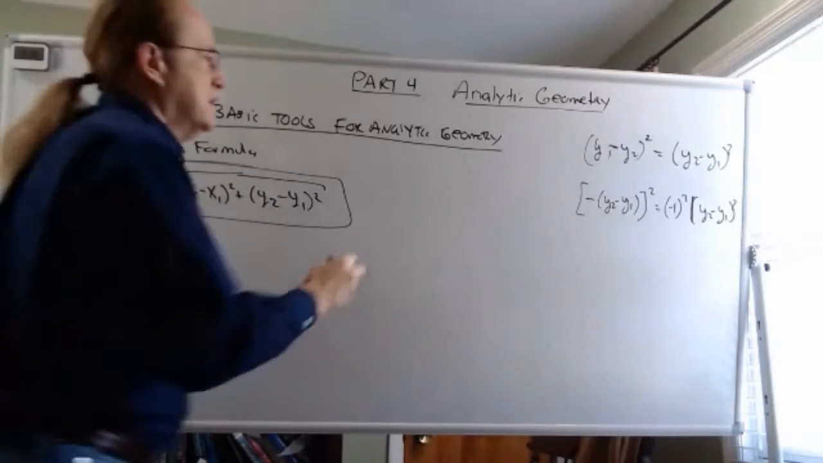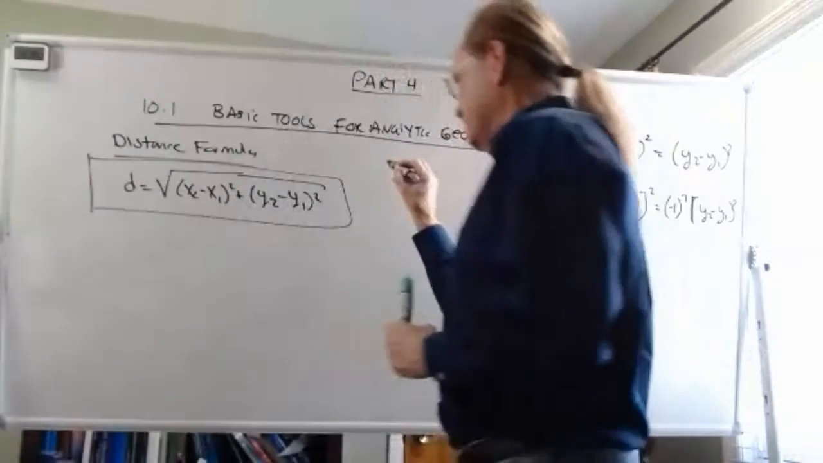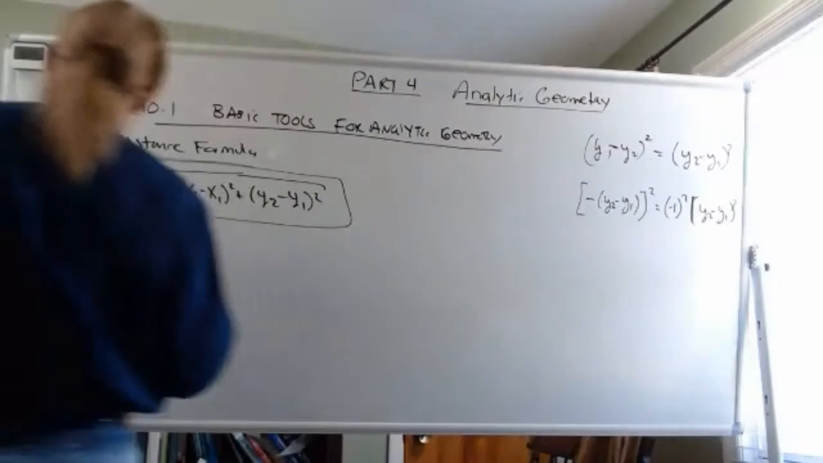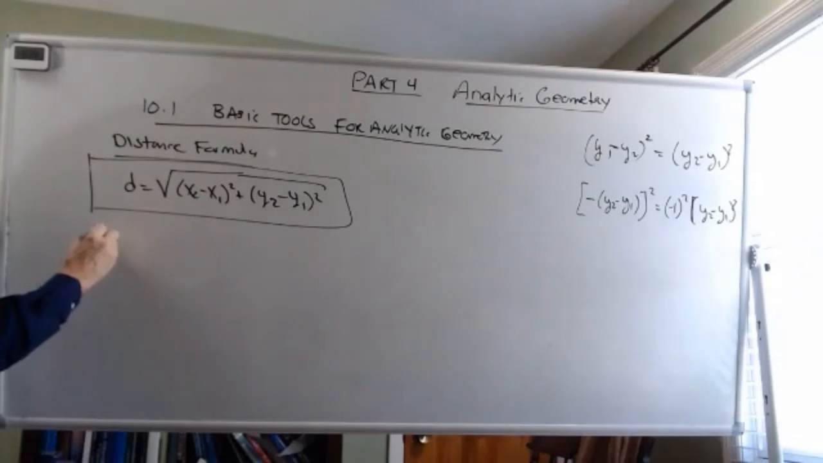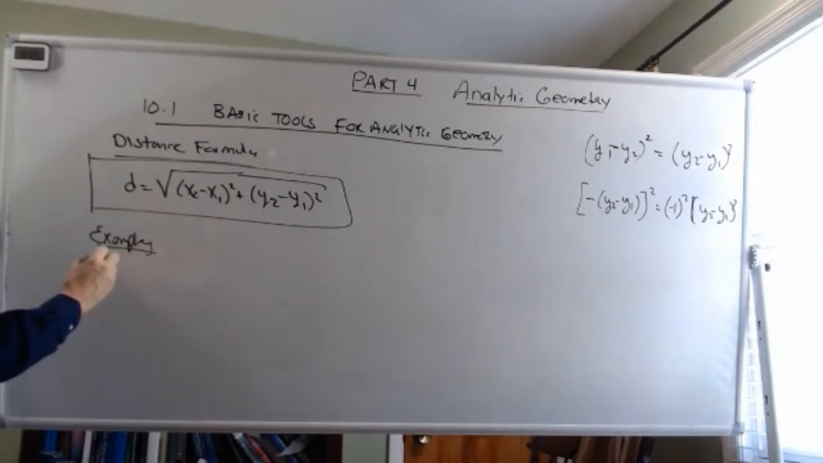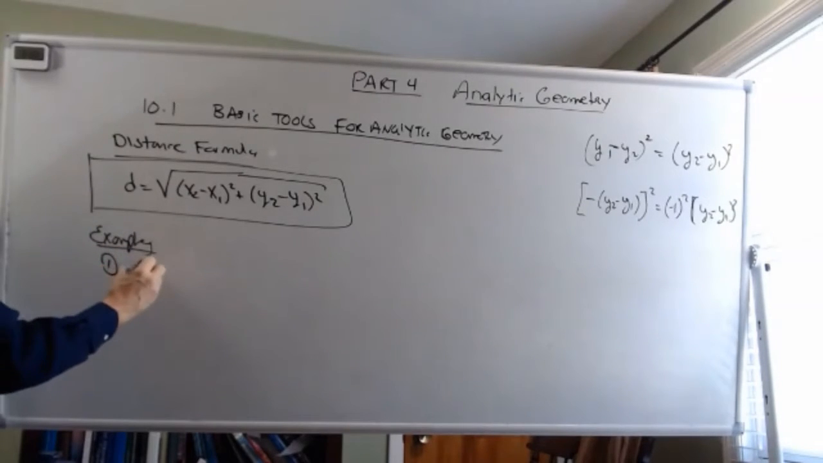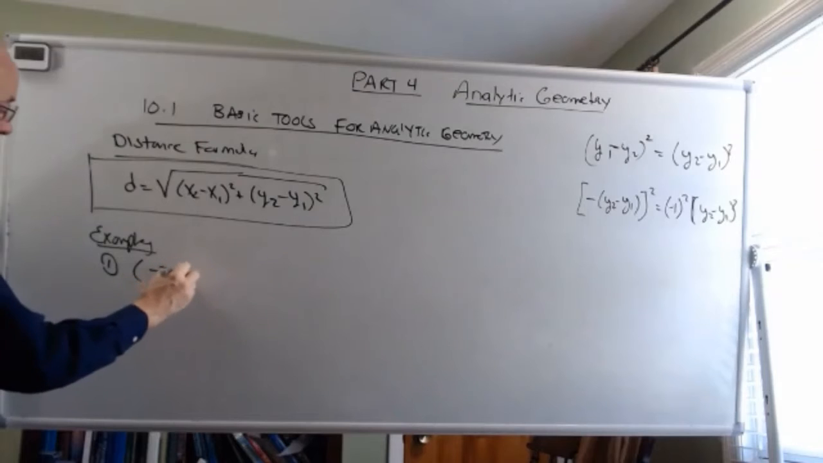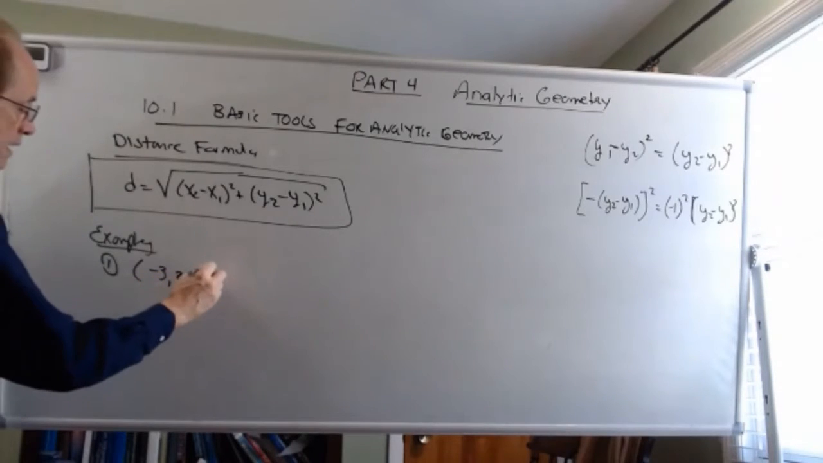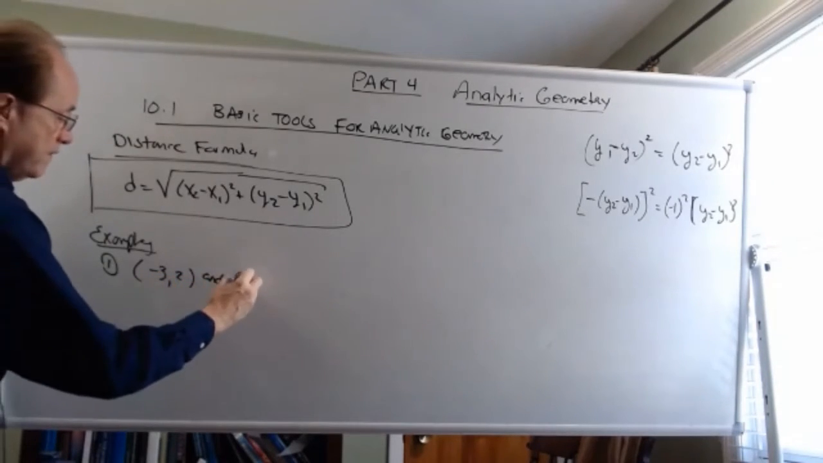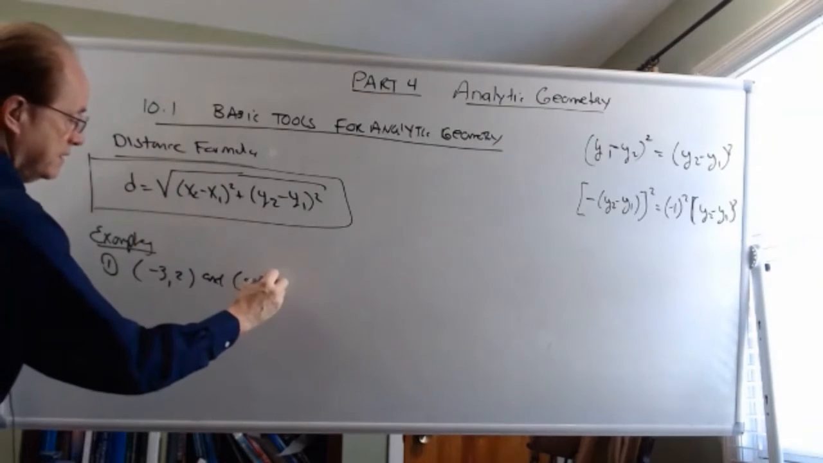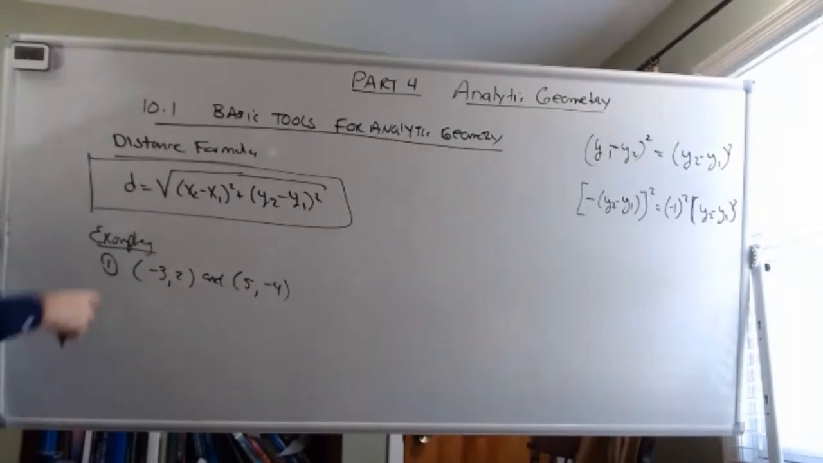Okay, let's just do a couple of applications of it. Example. We'll start with a simple one over here. What is the distance between the two points, say, (-3, 2) and (5, -4)? So we have those two points.